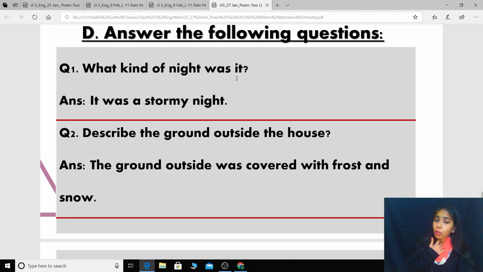So you will get question answers for sure, children. Do not omit the question answers. Again I am repeating, children, do not omit question answers. Surely you will get question answers in your exam.